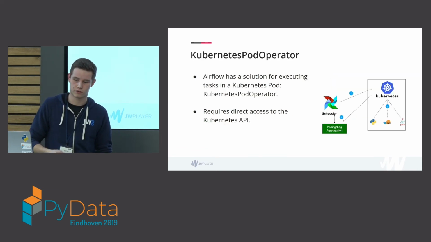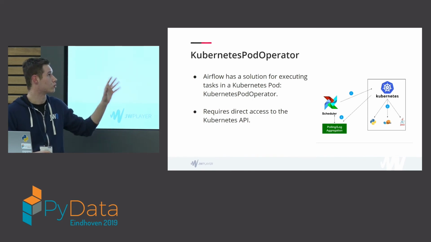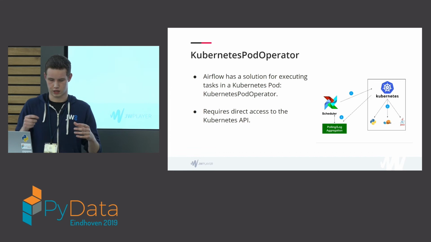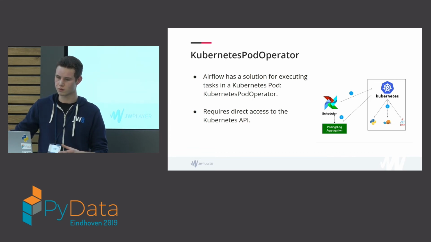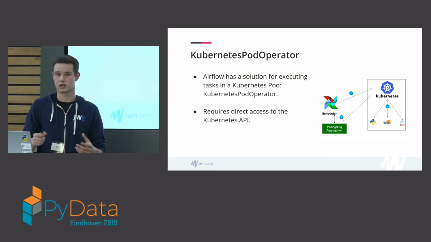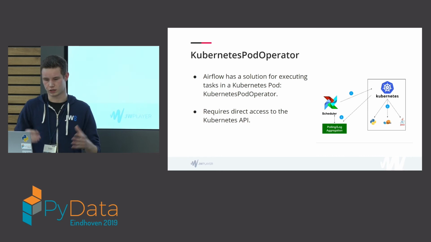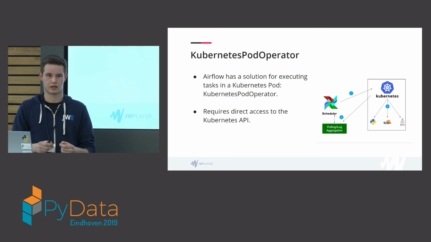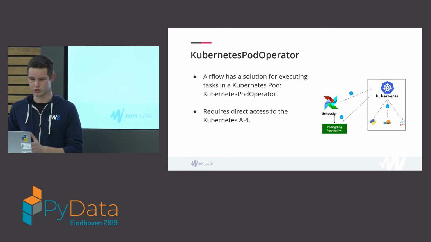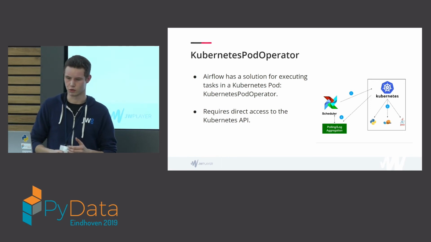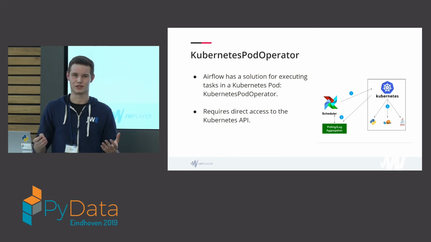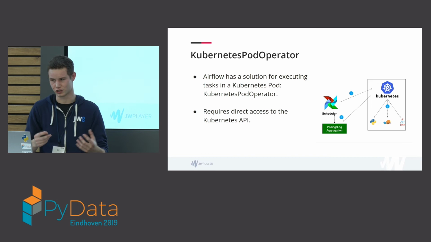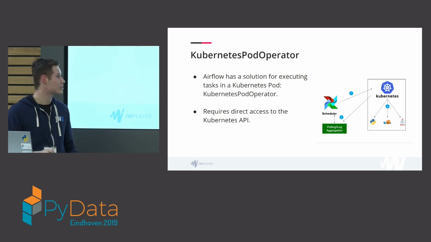So then Airflow also comes with a thing called Kubernetes pod operator. This is an operator that allows you to run pods on Kubernetes from Airflow. It's a really nice solution, but that also requires direct access to the Kubernetes API. And unfortunately, even though we run everything on Kubernetes, we don't get that at JW Player. Our DevOps team is really protective about who gets access to what. So we needed something different.